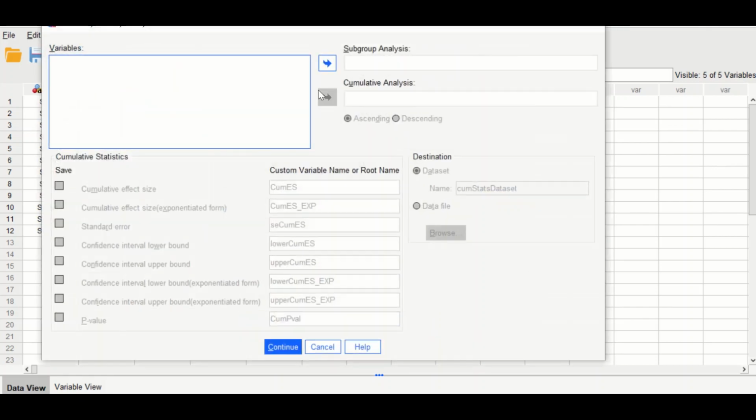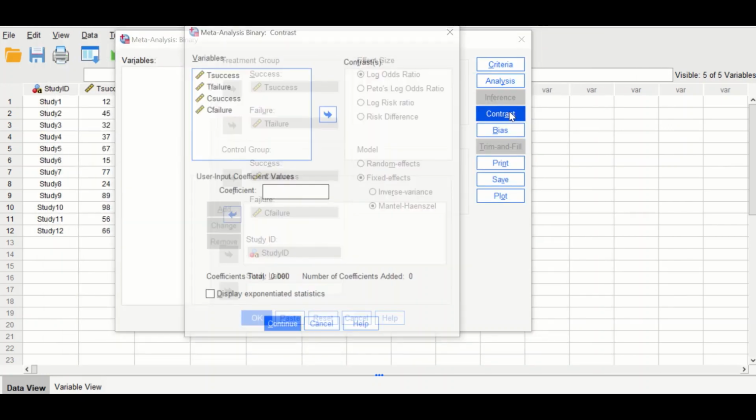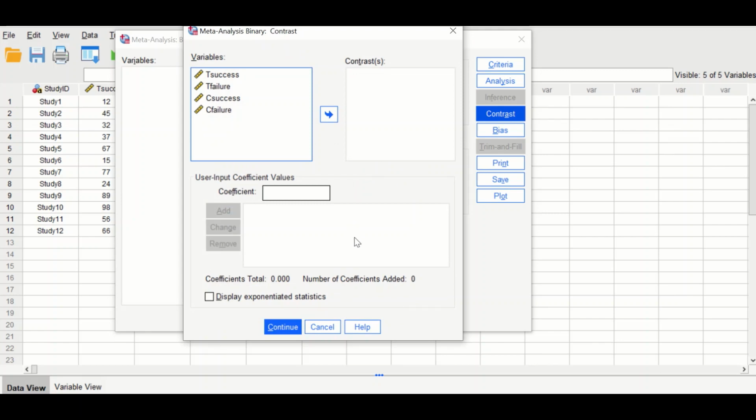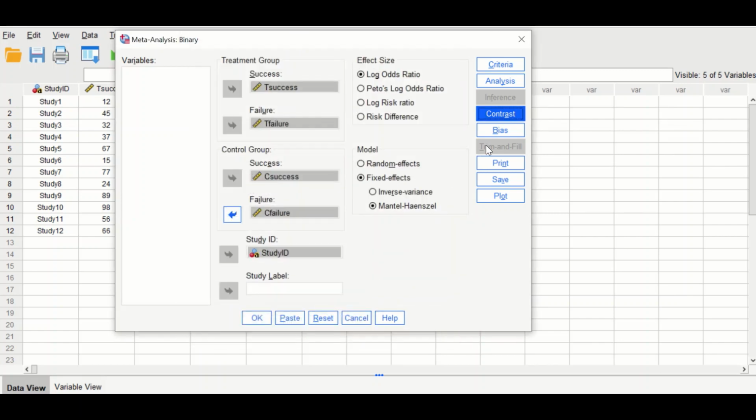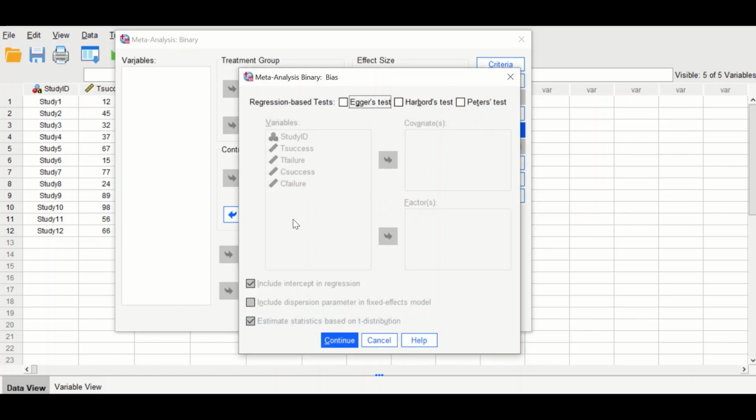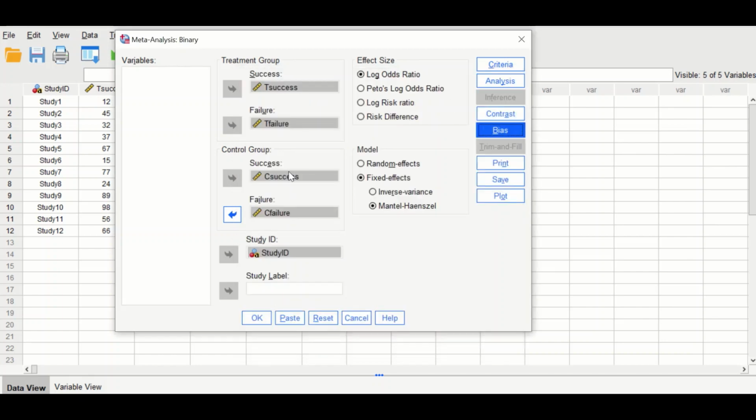If we select the options for analyze, these can be used when there is subgrouping analysis, or when the meta-analysis requires sectioning of the studies into groups and then performing independent separate meta-analyses, but we'll not do this on this occasion. And if we click on contrast, no changes here. And if we click on bias, we'll leave this aside for now.